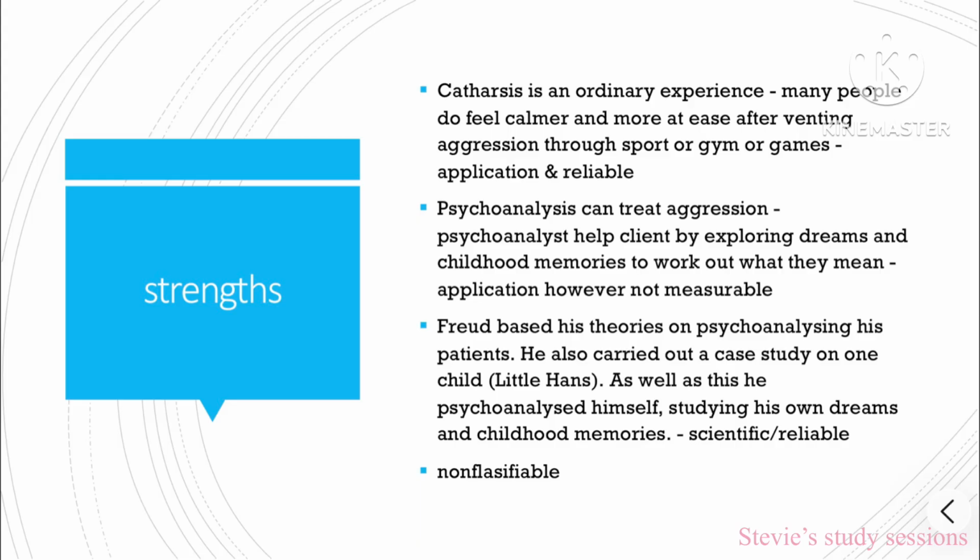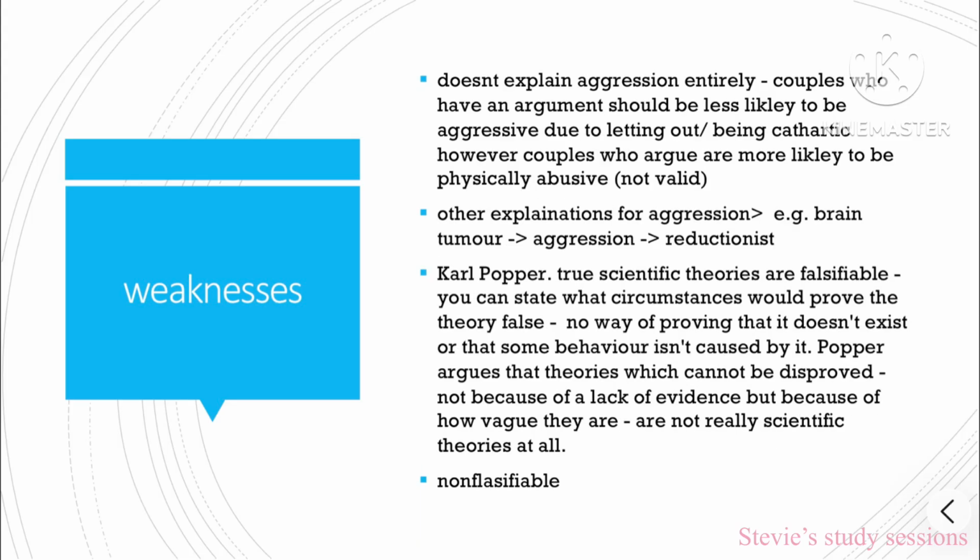Freud based his theory on psychoanalysis of his patients. He also carried out a case study on Little Hans. As well as this, he psychoanalyzed himself, studying his own dreams and childhood memories. This is scientific and reliable. A strength and a weakness is that his theory is non-falsifiable. It cannot be proved, nor can it be disproved. This is because there is no reliable evidence that the id, Eros, and superego actually exist in our brain.